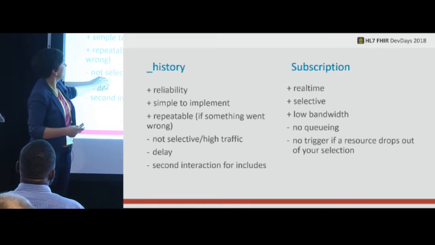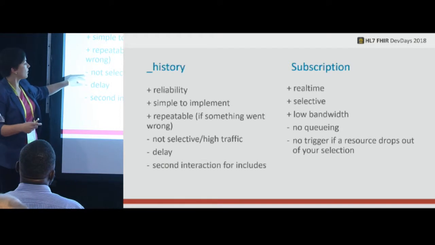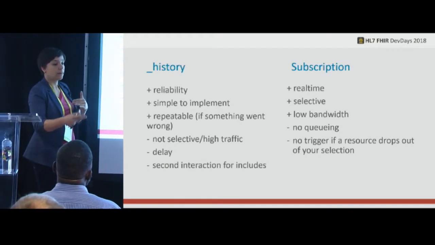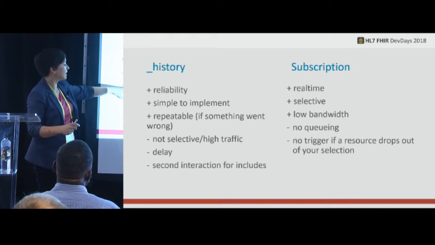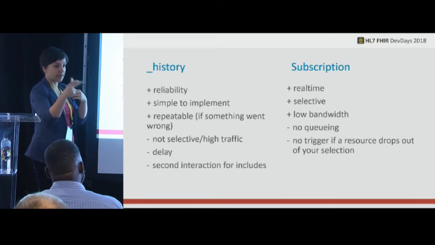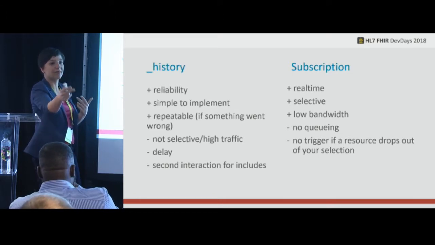The problem is, though, it's not selective. You can only query all of the observations, but you cannot select and say, I only want the blood pressure. Also, there's a delay, because you have to find a sensible polling interval. You can poll every second.